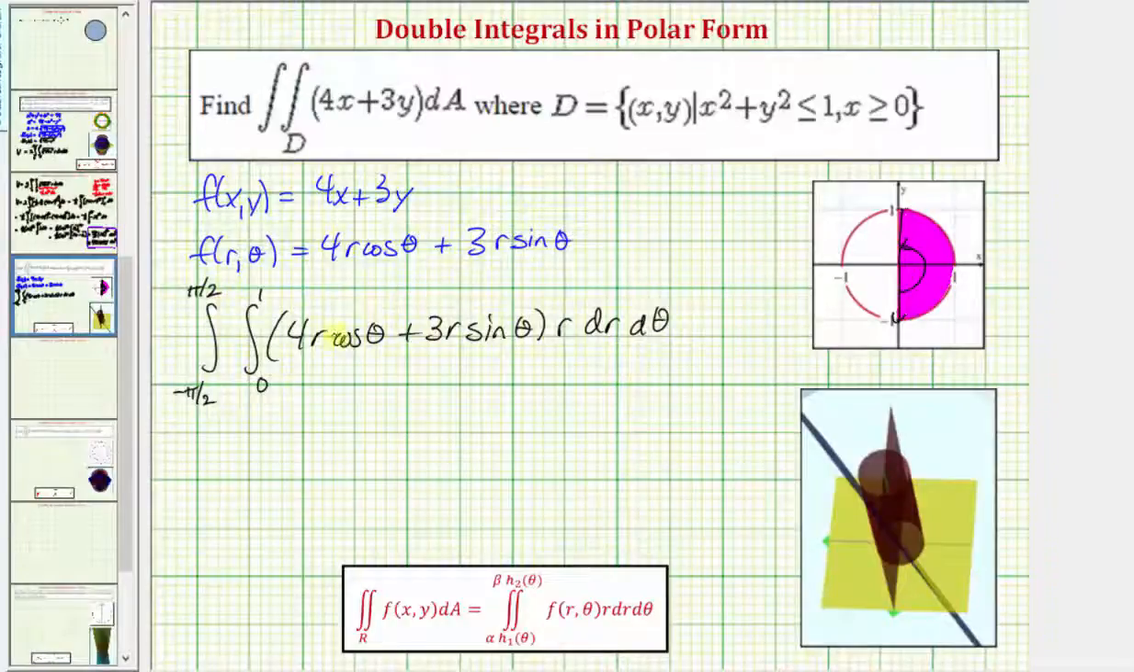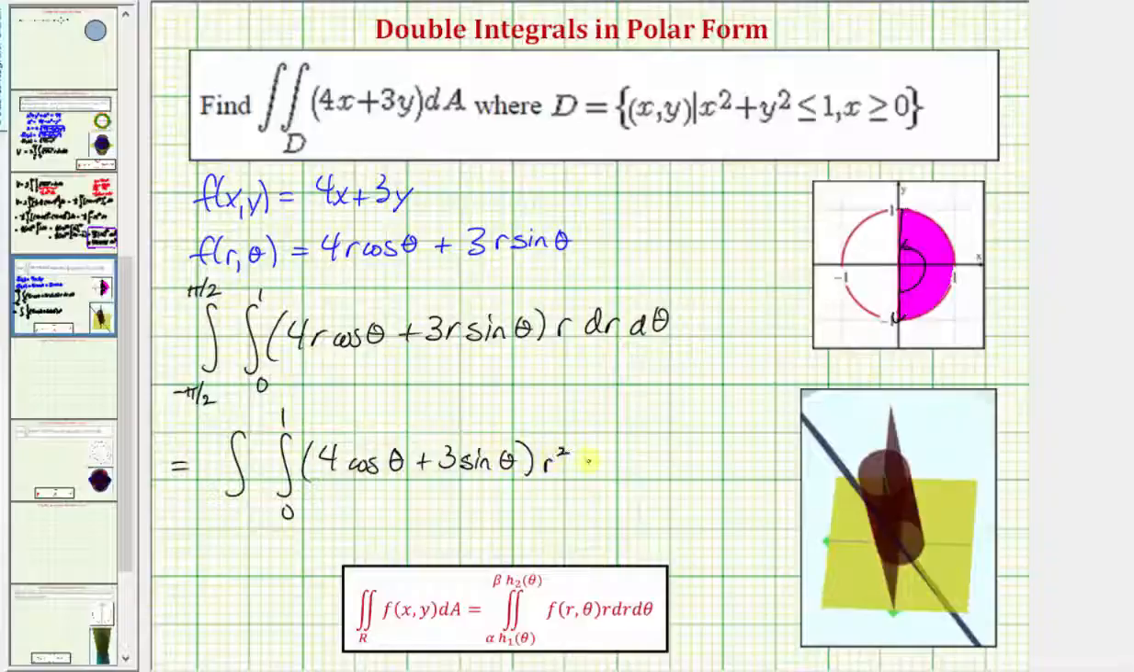Notice how in this sum here we have a common factor of r. Let's factor out the r and write this as r squared. So our integrand function would be 4 cosine theta plus 3 sine theta times r squared dr d theta. And now let's go and evaluate this on the next slide.